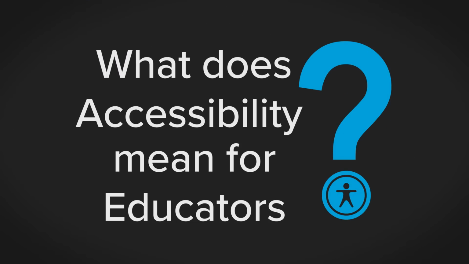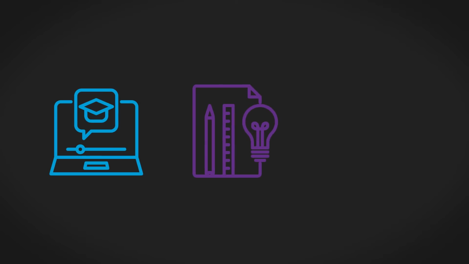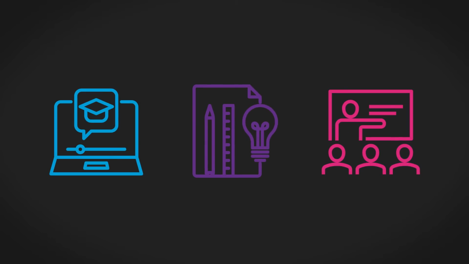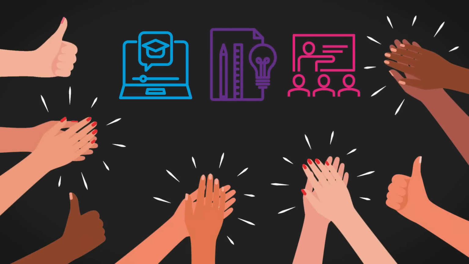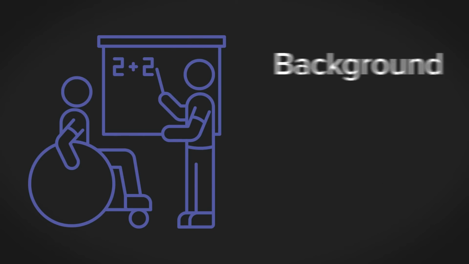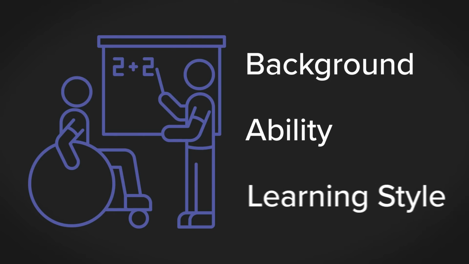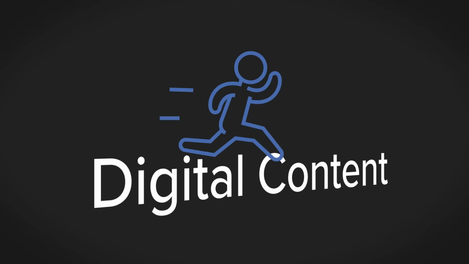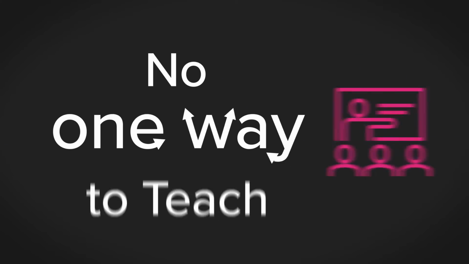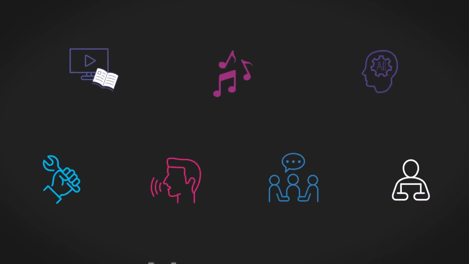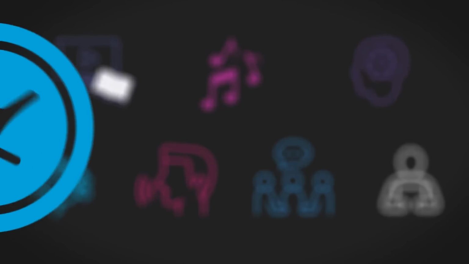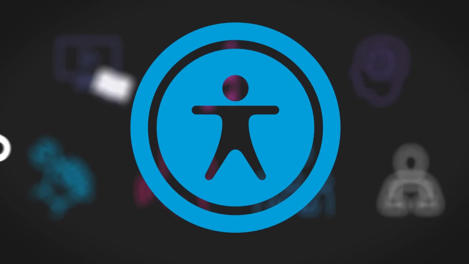What does accessibility mean for educators? It's the process of designing courses, resources, and developing a teaching style that is inclusive for everyone. Equal access for students no matter their background, ability, or learning style. We must reduce and overcome barriers surrounding digital content, as there is no one way to teach. People learn in a variety of ways, and making accessible content is the first step.